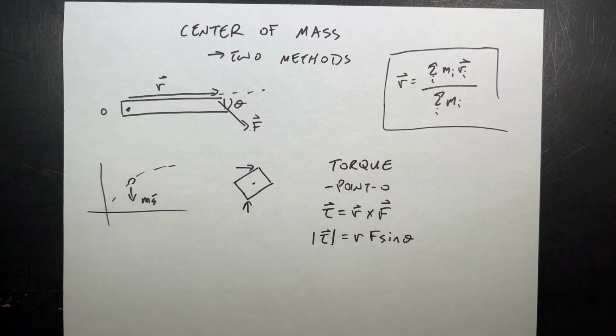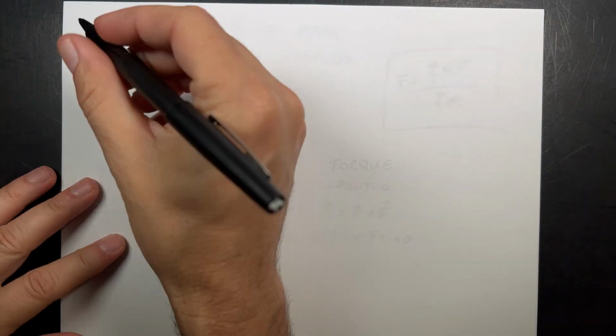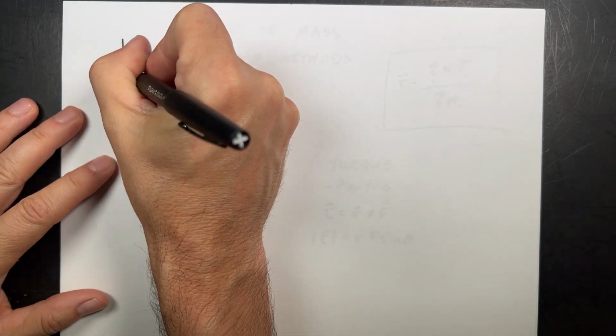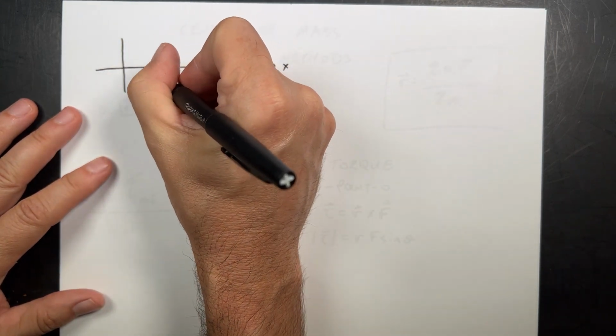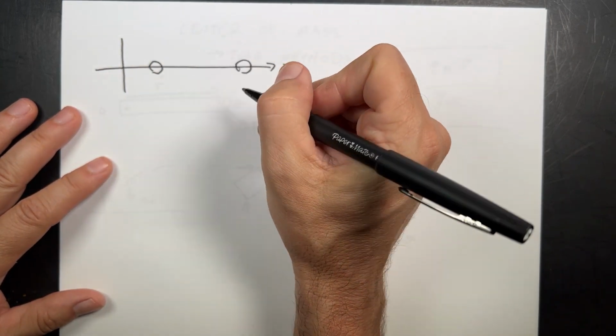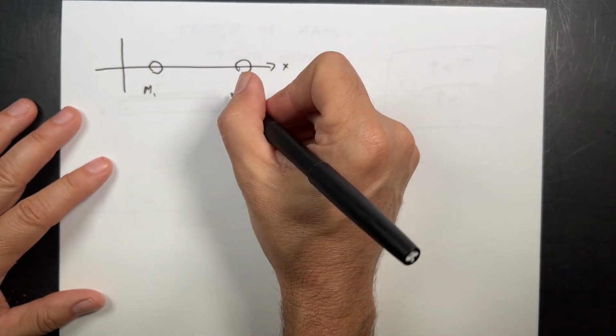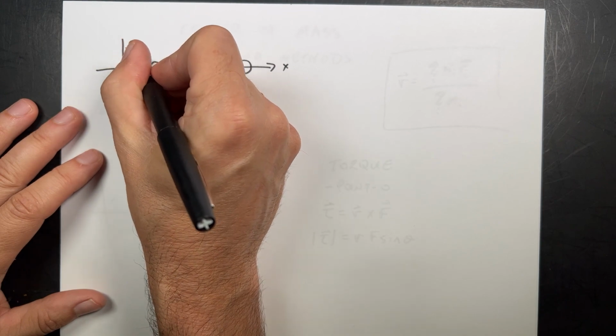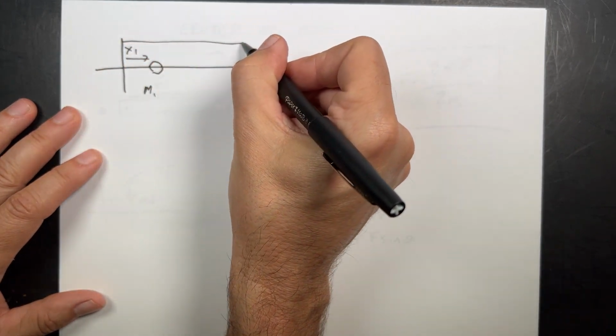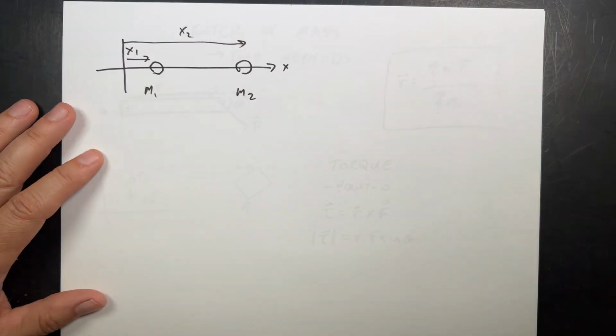Now let's imagine the following situation. Suppose that I have a one-dimensional object. This is the x-axis, and it consists of two masses, a mass right here and a mass right there. So this is m1 and this is m2. And this has a location of x1 and that has a location of x2. That makes sense, right?